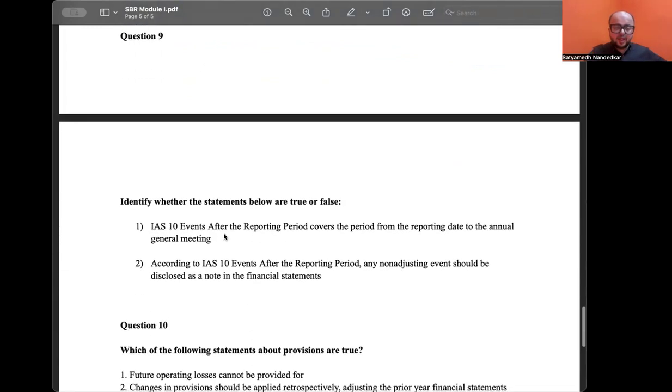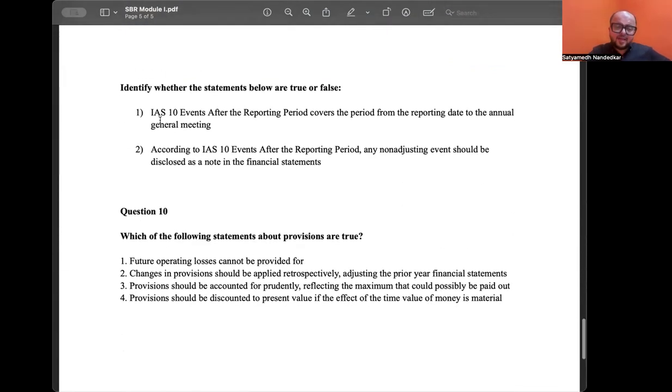Okay. Question 9, true or false? IAS 10 events after the reporting date covers the period from the reporting date to the AGM. Ideally, no. It covers the period from the reporting date to the date the financial statements are authorized for issue. That is, to the date the directors sign the financial statements. That date is different. Date of AGM is different.